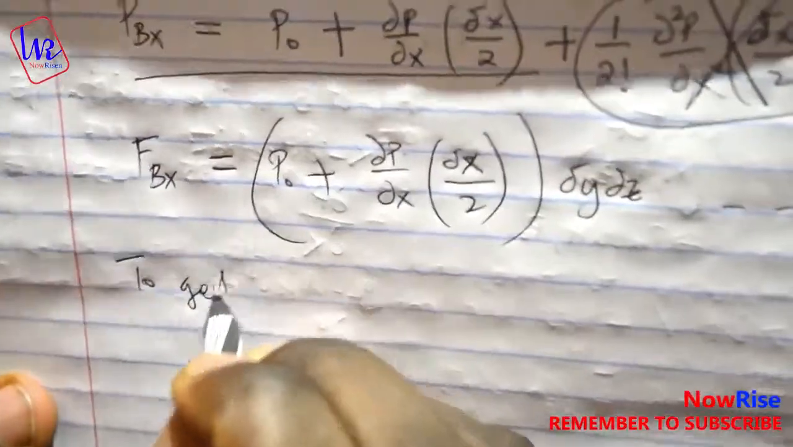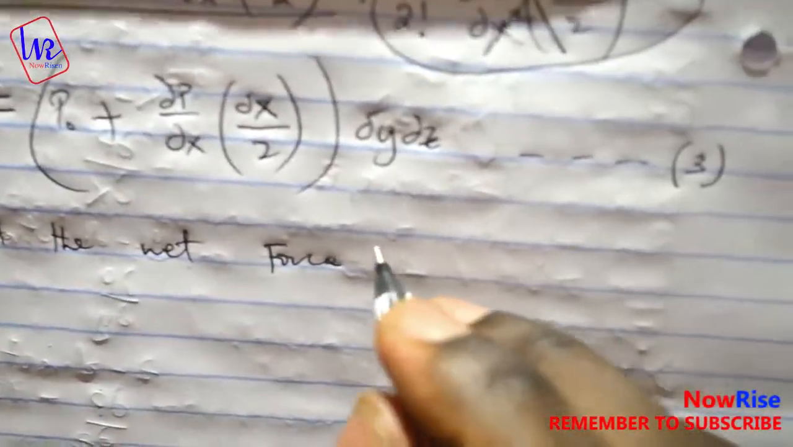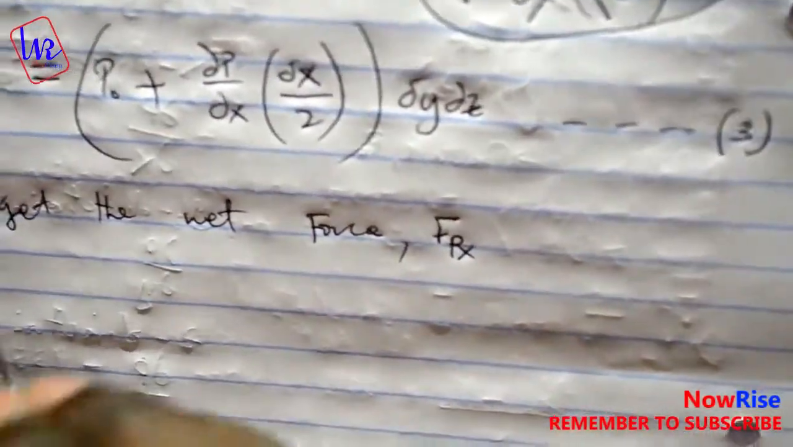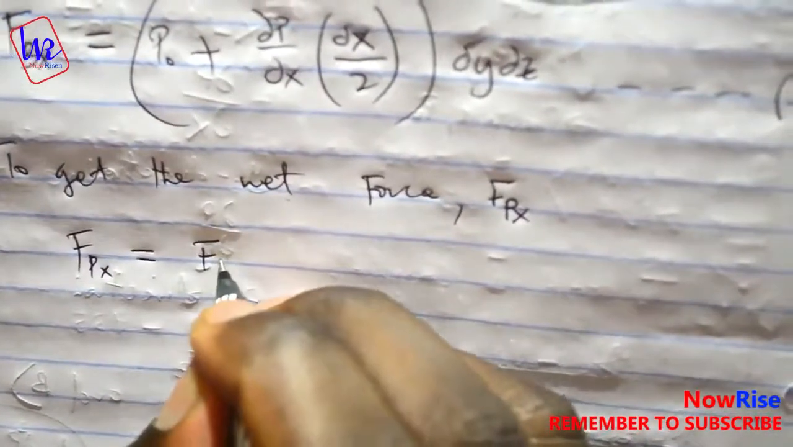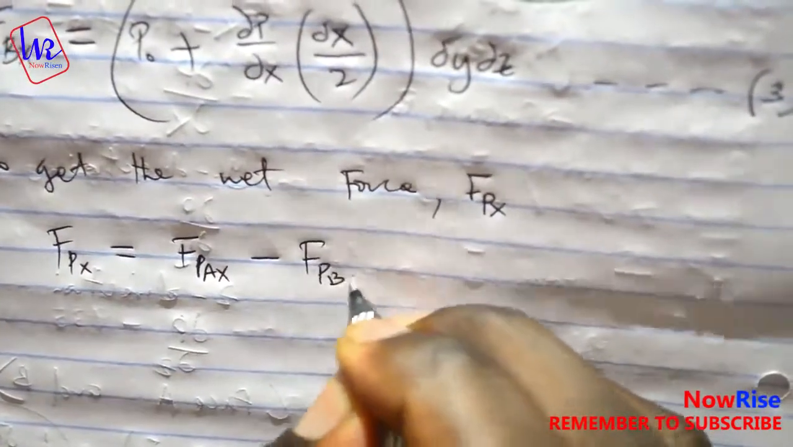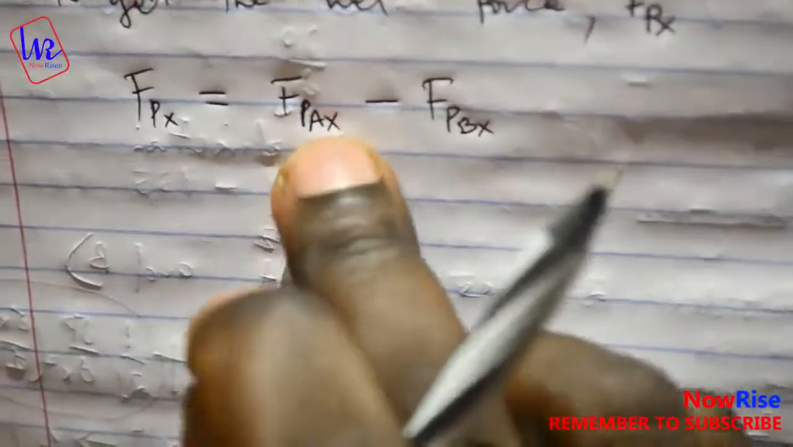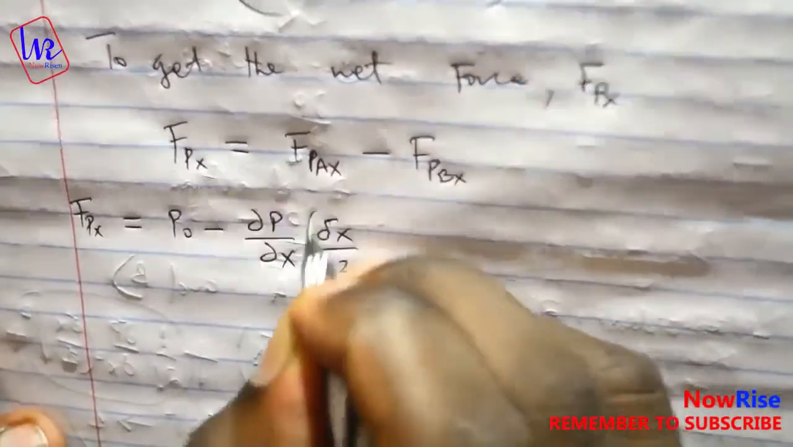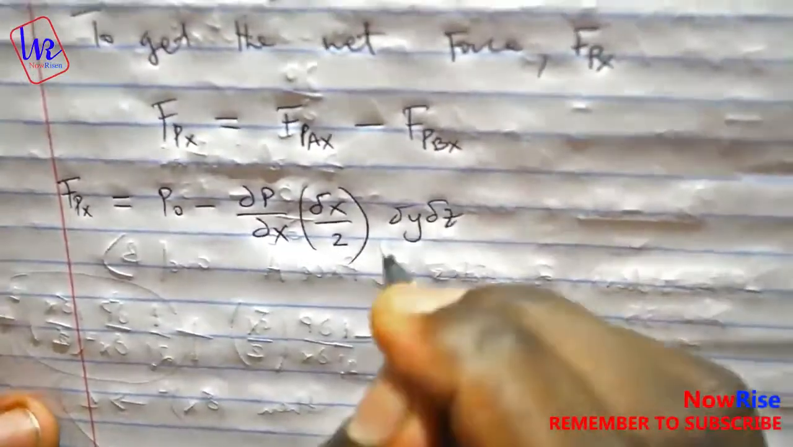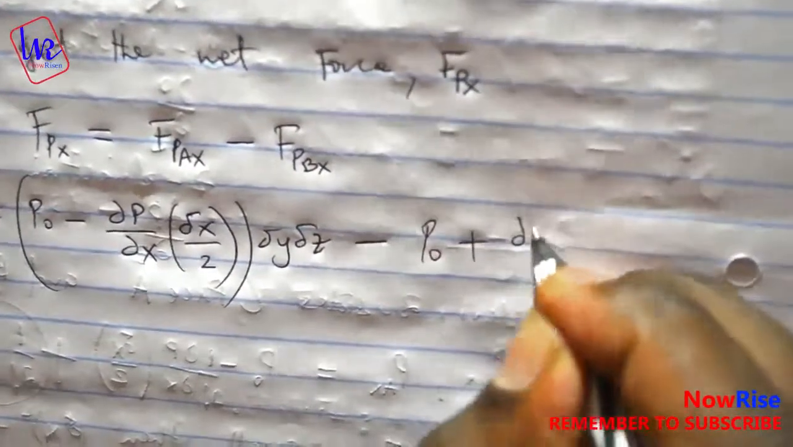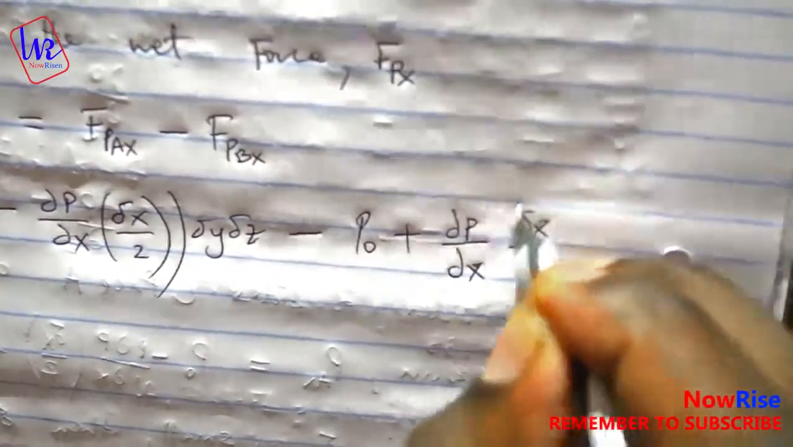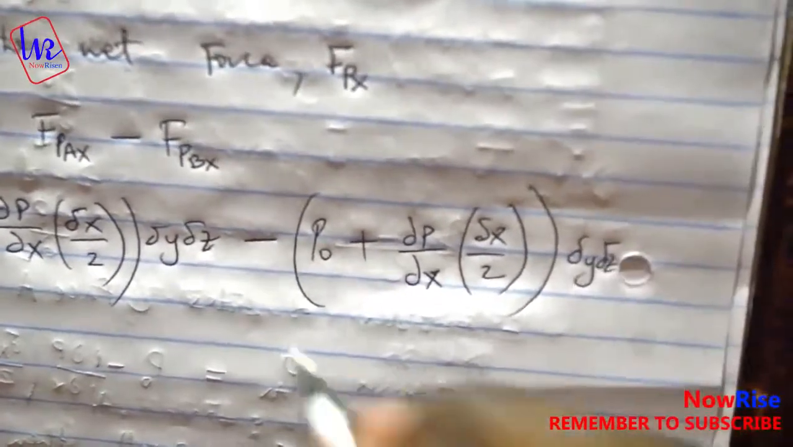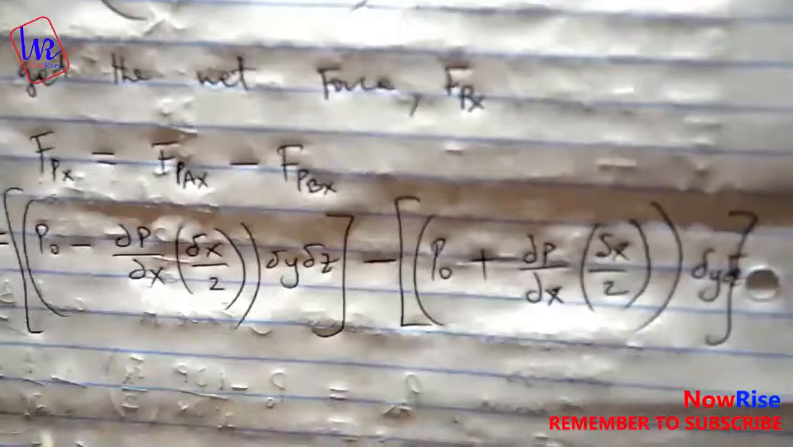Now, to get the net force, we can call it force Px. We'll say that force Px is equal to force at point A minus force at point B, or phase B. We have force at A, that is here, so we just lift it. So the net force is equal to P naught minus change in P, change in x over 2. Our area must be taken care of. Now we minus this force, which is P naught plus change in P over change in x, small change in x over 2. We multiply it by our area. So that will give us our net force.